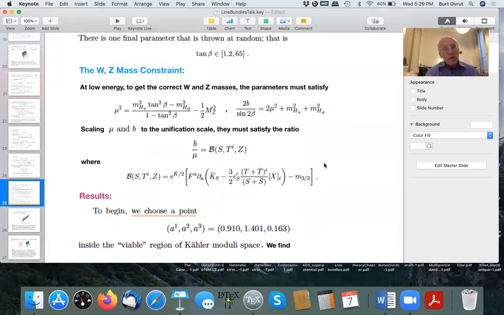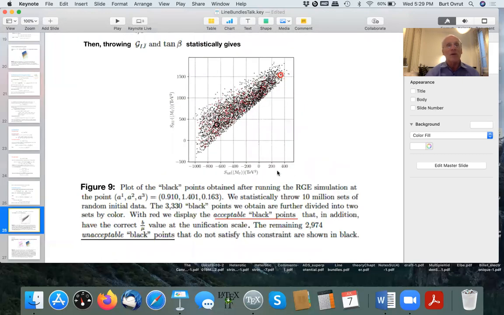Okay, what kind of results do we get with all of this in Gaugino condensation? Let's choose a particular point in the magenta viable region of Kähler moduli space. We take this particular point, and if we do that, we get the following amazing thing. We're at a fixed point in moduli space, but we throw the Gij and tan beta statistically. This is the mess that we get, okay?